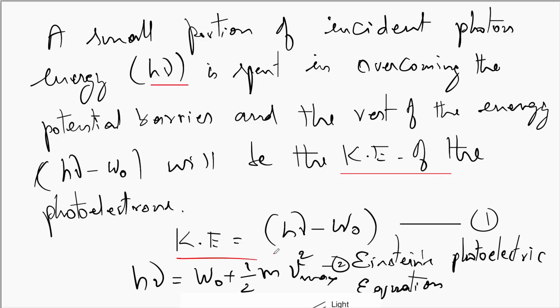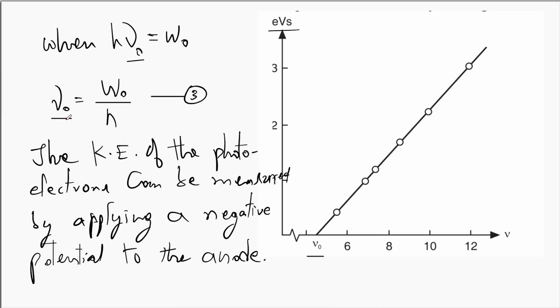We have written kinetic energy as h nu minus W0, and this is written as h nu equals W0 plus half m v max square. This equation is called Einstein's photoelectric equation. We have obtained a relation for nu 0 as nu 0 equals W0 upon h. We have seen that the kinetic energy of the photoelectrons has a linear dependence on the frequency of the incident radiation.